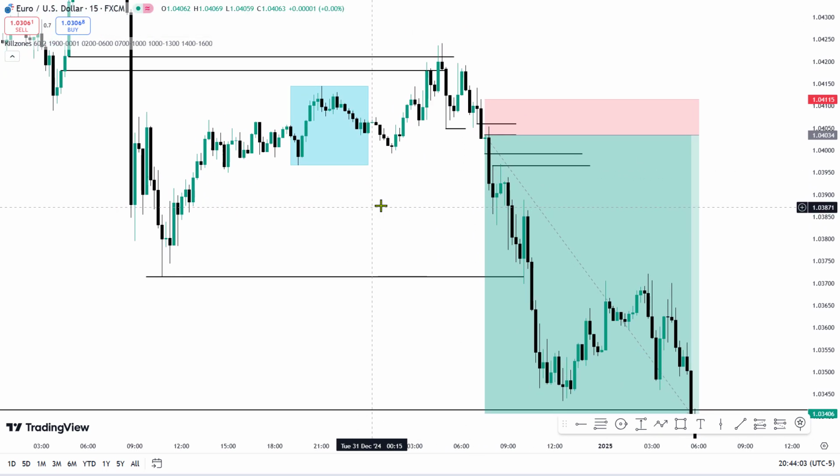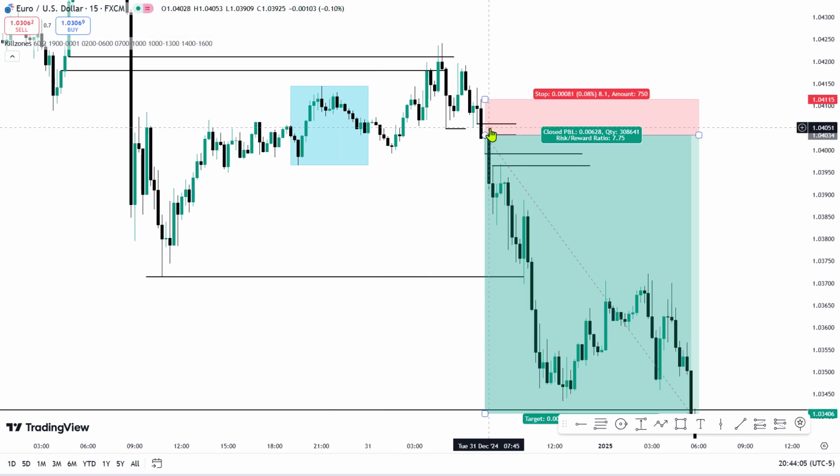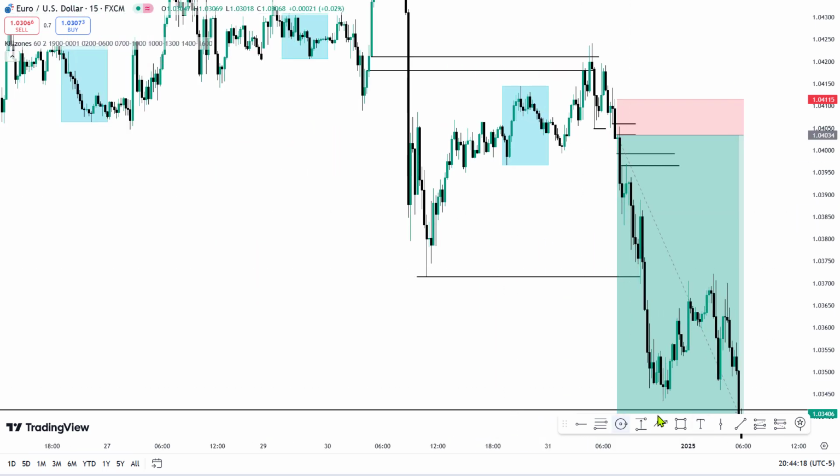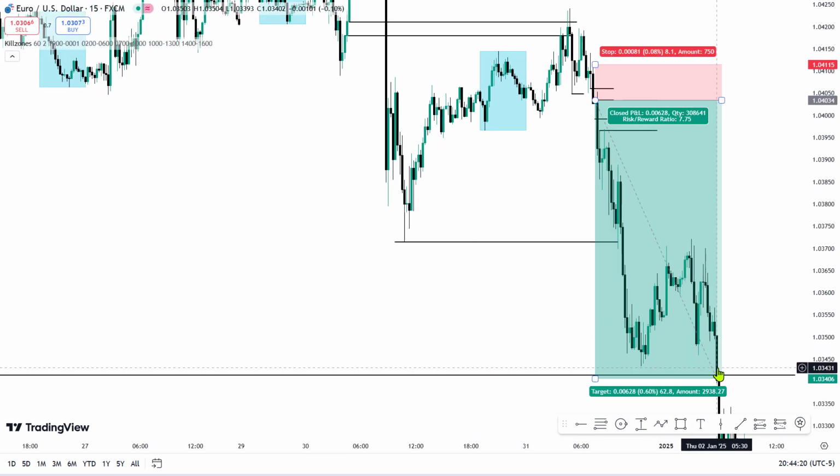So you can see that entry came at around 7:45 a.m. New York Standard Time, which is at the London Open. Very good, very great, very straight, very direct entry. That sell into the sell side liquidity pool residing below that.